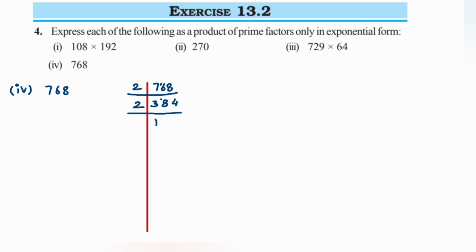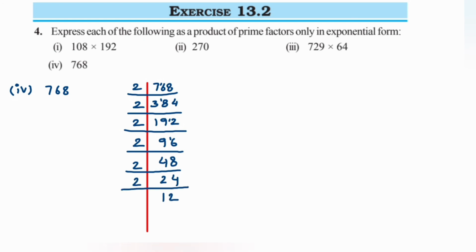1 is a remainder. So 2 9s are 18, and then 2 2s are 4. Again 2 here. 2 9s are 18. 1 is a remainder. 2 6s are 12. Again 2, 2 4s are 8, and 1 is a remainder, and then 8 is 16. Again we can take 2. So 2 2s are 4. 2 4s are 8. Then again 2 12s, and then 2 6s.